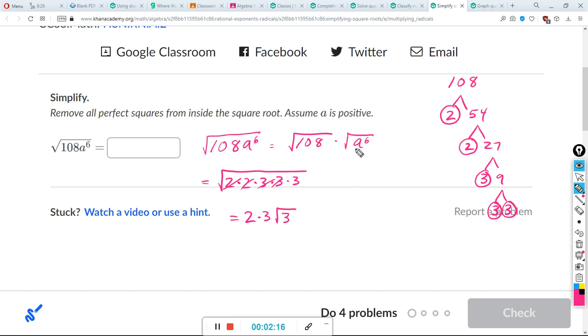Now, as far as the a to the 6th is concerned, what times what will give a to the 6th? Well, remember we said before, when you multiply exponents, you add them. So a to the 3rd times a to the 3rd is going to be a to the 6th, right? As long as the base is the same, you just add the exponents. So the square root of a to the 6th is just going to be a to the 3rd.